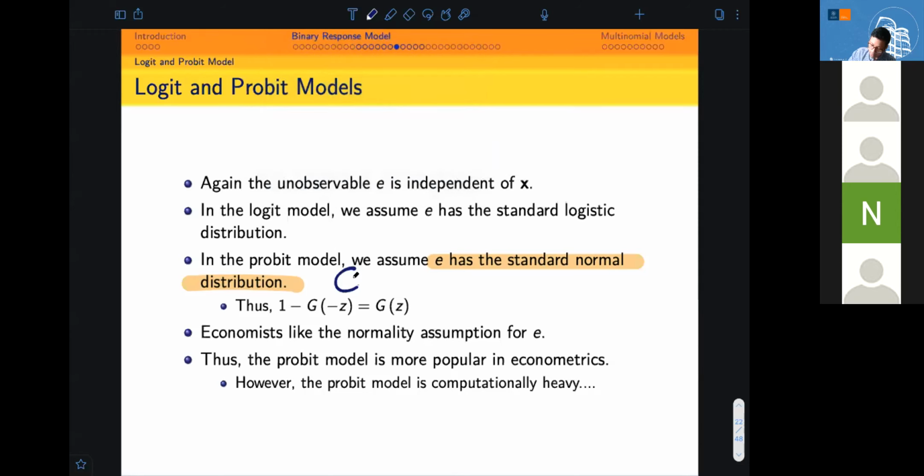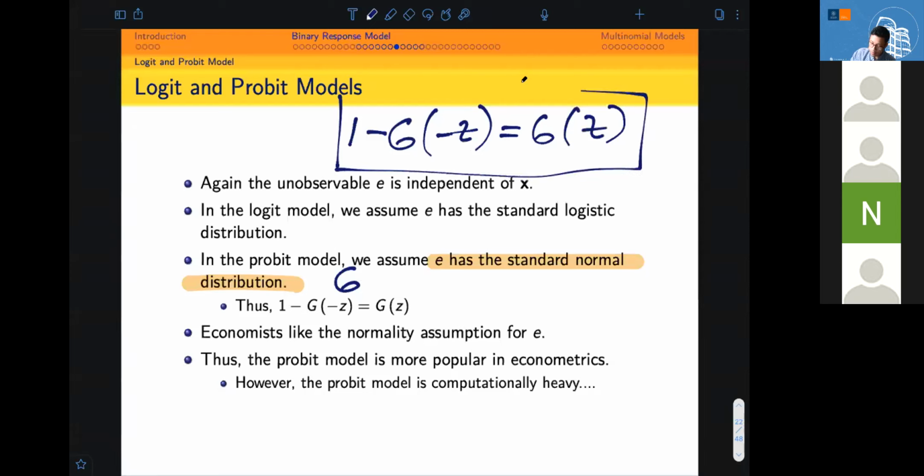Recall that G is a cumulative distribution function. A property that is a very nice property of the standard normal distribution is that 1 minus the cumulative distribution of negative z is just going to be G of z. And why is this possible? It is possible because we have symmetry in the normal distribution.